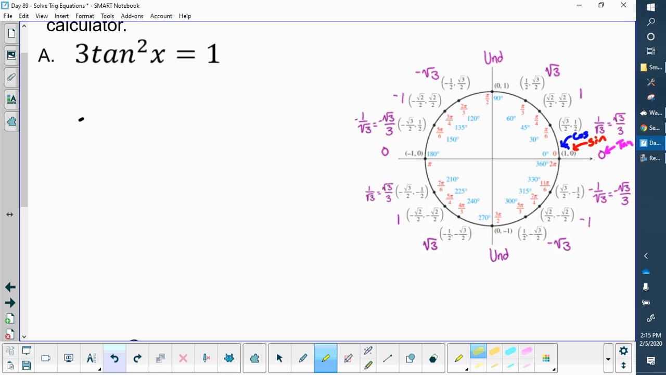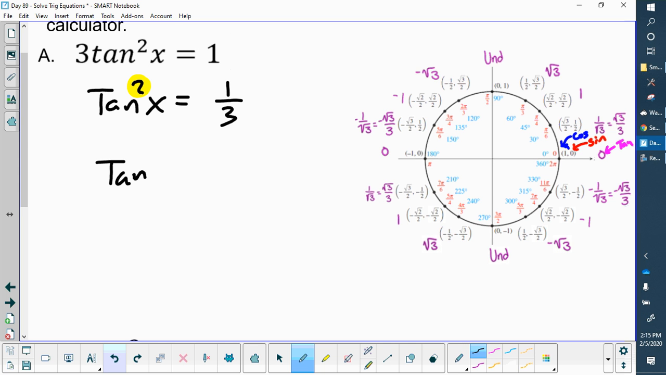So let's not move it that way. This is a one-step algebra problem to get tangent squared by itself. What would I have to do? Good. So I would get tangent squared of x equals 1/3. And then what's the opposite of squaring something? Square rooting. So now I get tangent of x equals, and don't forget this positive negative business.